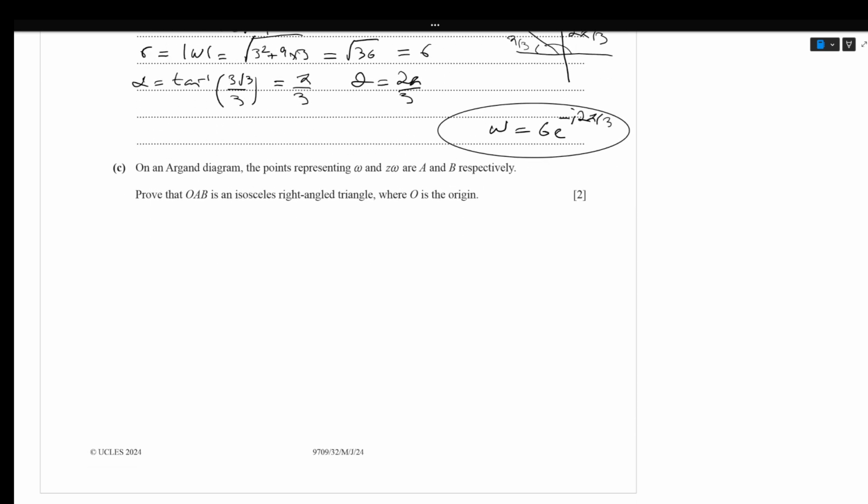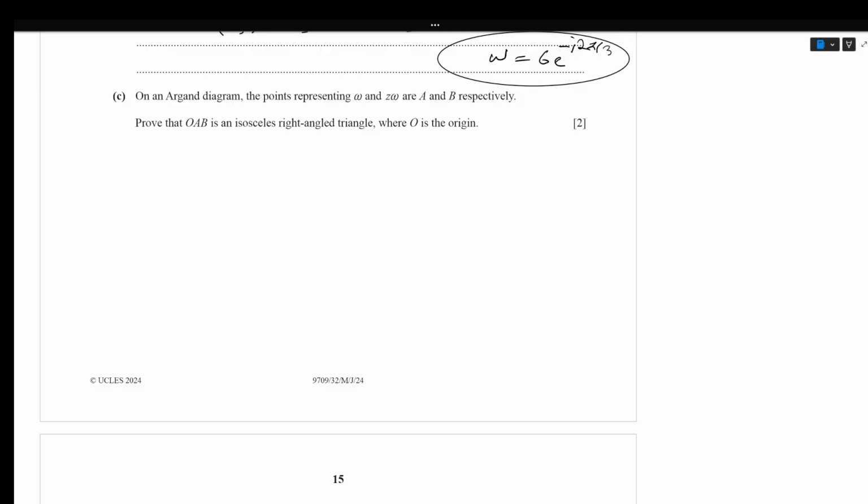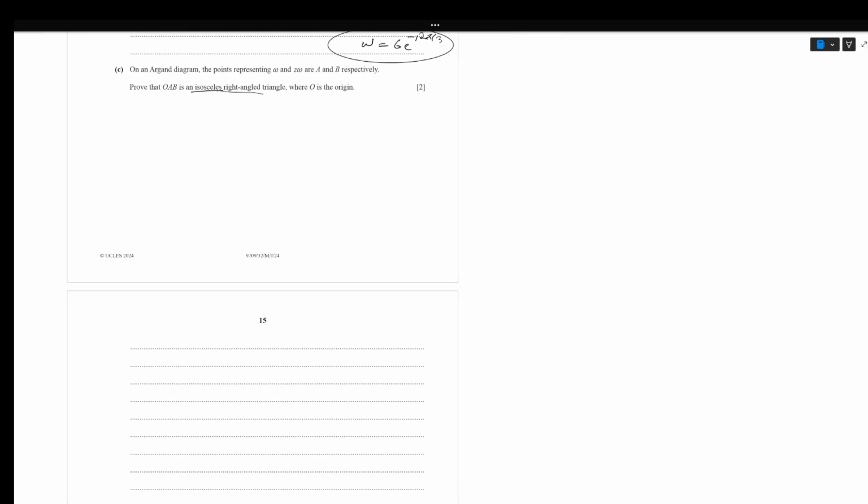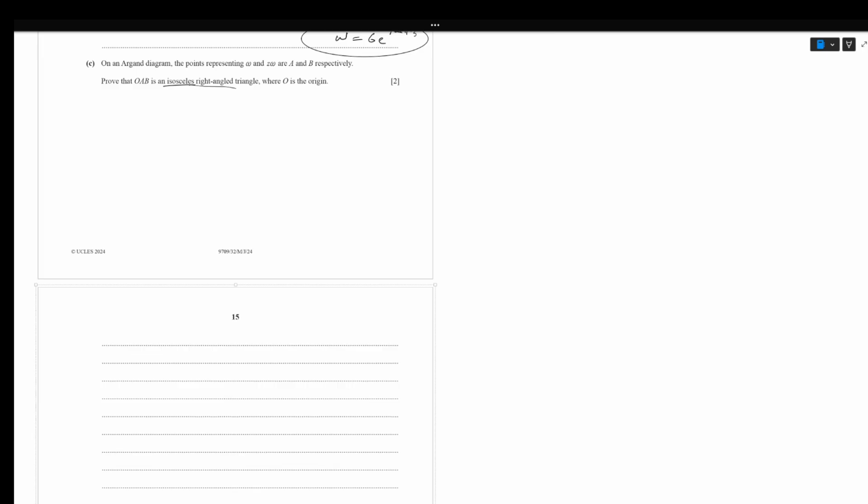इसके बाद पार्ट सी में आर्गंड डायग्राम बना के यू नीड टू शो के इट इज एन आइसोसेलेस ट्रायंगल. आइसोसेलेस मींस के आइसोसेलेस एंड राइट एंगल ट्रायंगल. सो आइसोसेलेस मींस के इसकी दो साइड्स इक्वल होंगी, ओ ए बी, where A is your omega and B is your Z omega.